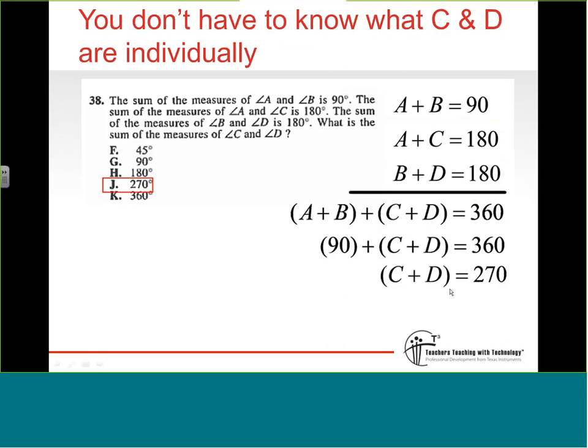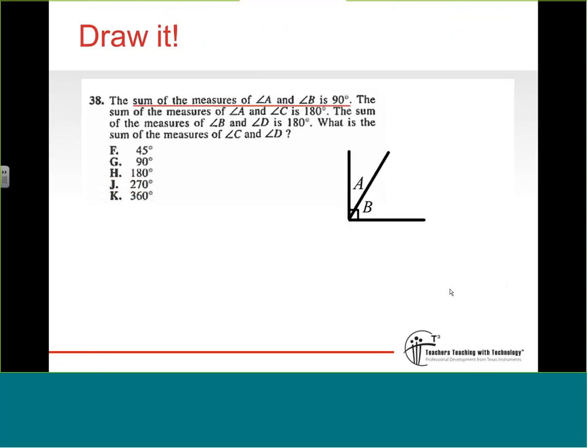And I think some of you may have done this, but I thought it was interesting. Some of my students actually graphed this. They drew A and B, since they add up to 90. Then A and C add up to 180, so they drew that. And B and D add up to 180, so they drew that. And they noticed that those angles form a circle, or 360 degrees. And so C plus D must add up to 270, and 270 is the correct answer there. But this is a strategy.